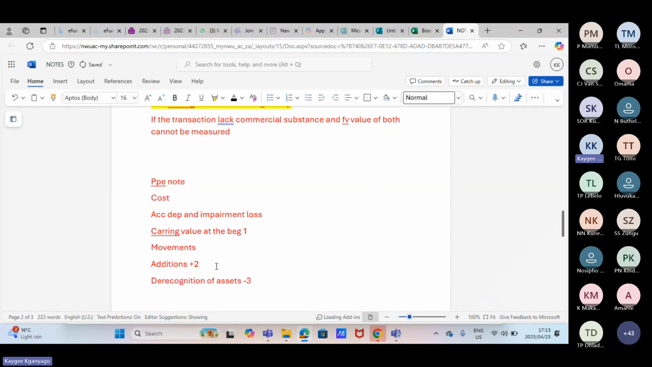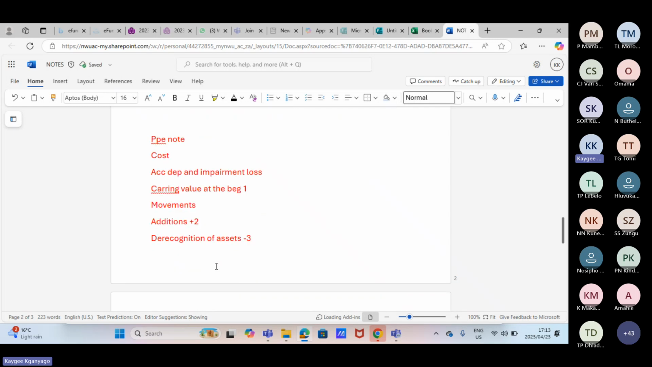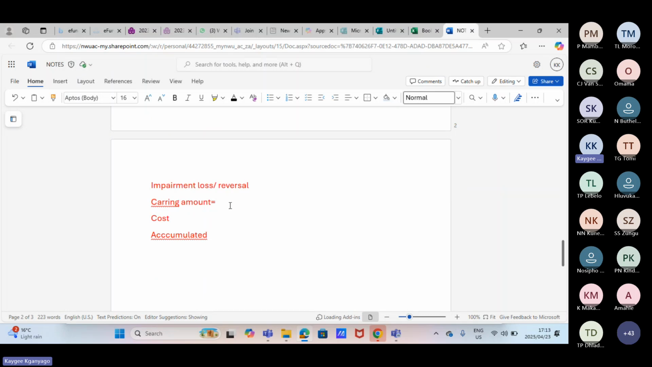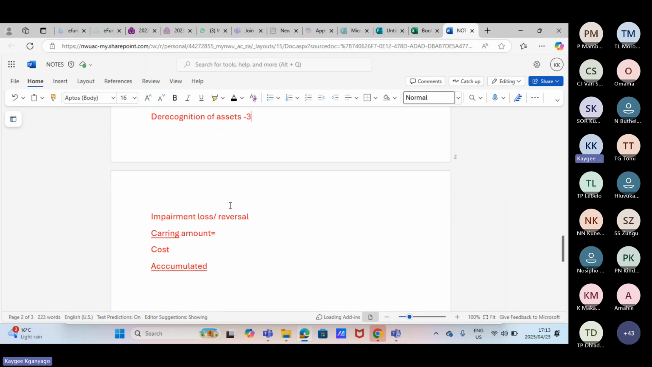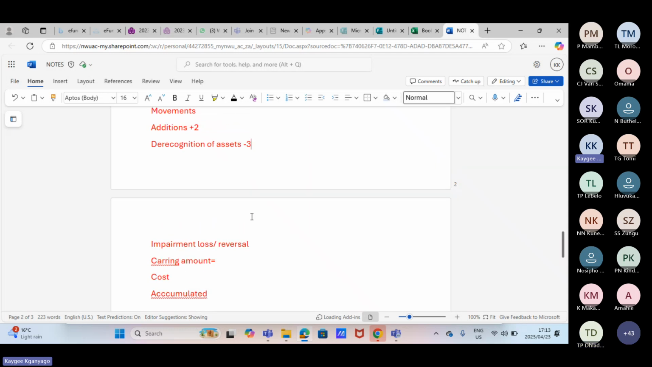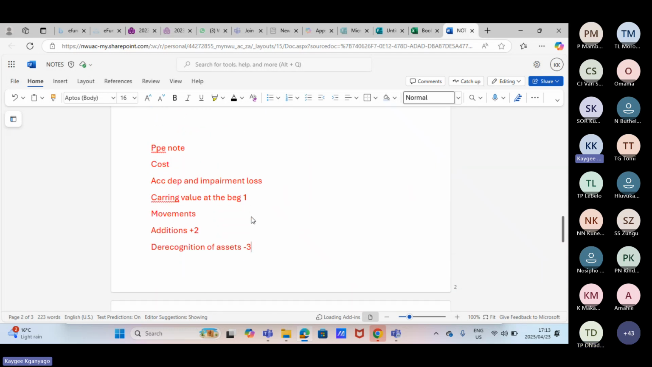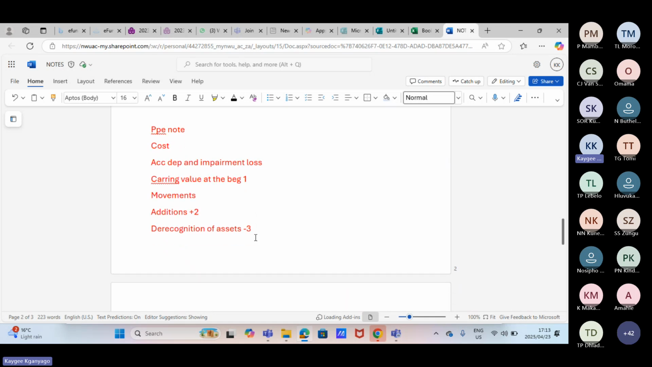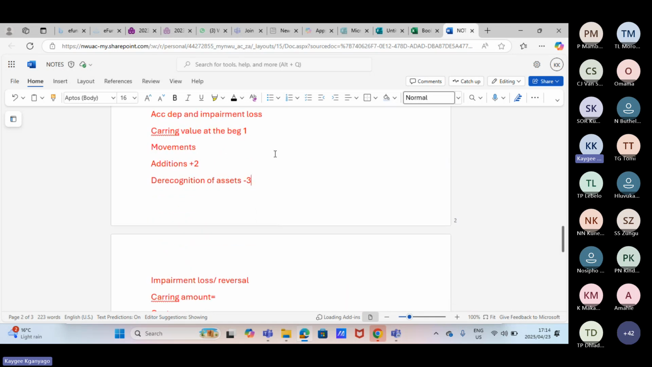You just take your carrying amount at the beginning and then you go to your movements. If it's a plus, it's a plus. If it's a minus, it's a minus. Then you're going to get your carrying amount at the end. Do you still remember that? We didn't even know, but now we know. Those that were in my class last year, do you still remember this method? I taught this. Okay, I suppose we need a little bit of revision.